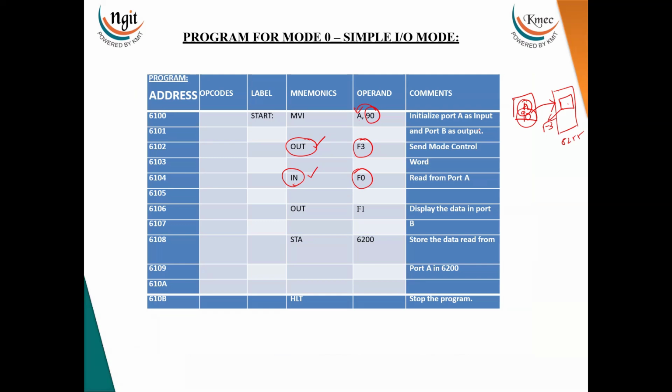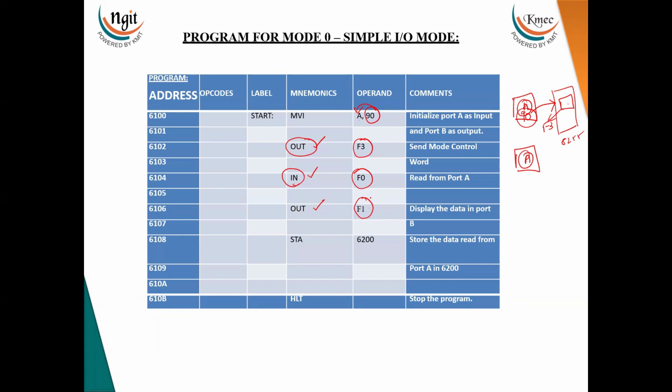Now after reading, it is available in the accumulator. Again that value should be sent to port B. Now the port B address is F1. Sending the data to port B, by which instruction do we need to do it? OUT instruction.